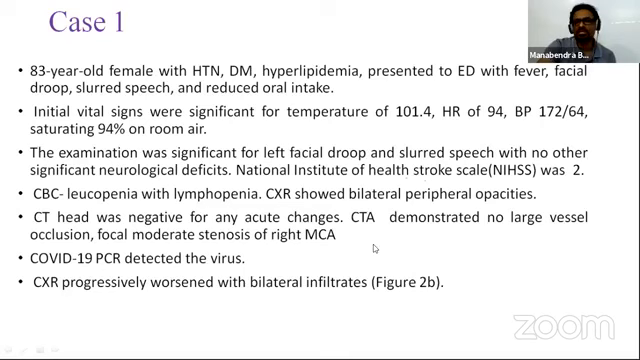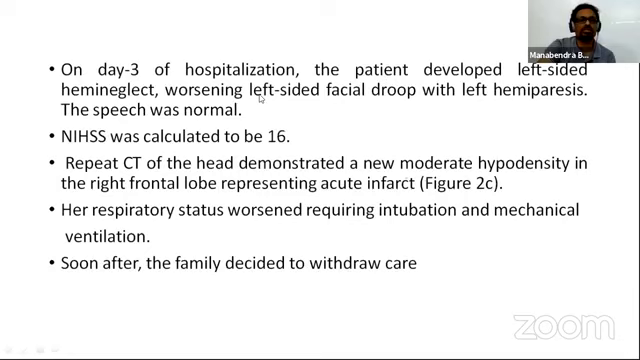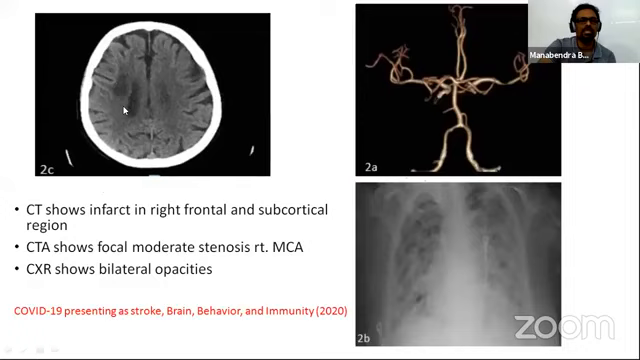On day 3 of hospitalization, this patient developed a full-blown picture of left-sided hemineglect, worsening left facial droop, and left hemiparesis. His NIH score then went to 16. The CT was repeated and showed the acute changes. After 4 days, the CT findings show frontal and subcortical lesions in part. And this is the CT angiogram finding, a mild to moderate stenosis in the right MCA. And this is the chest X-ray, bilateral opacities in the lungs. And this patient needed intubation at last.